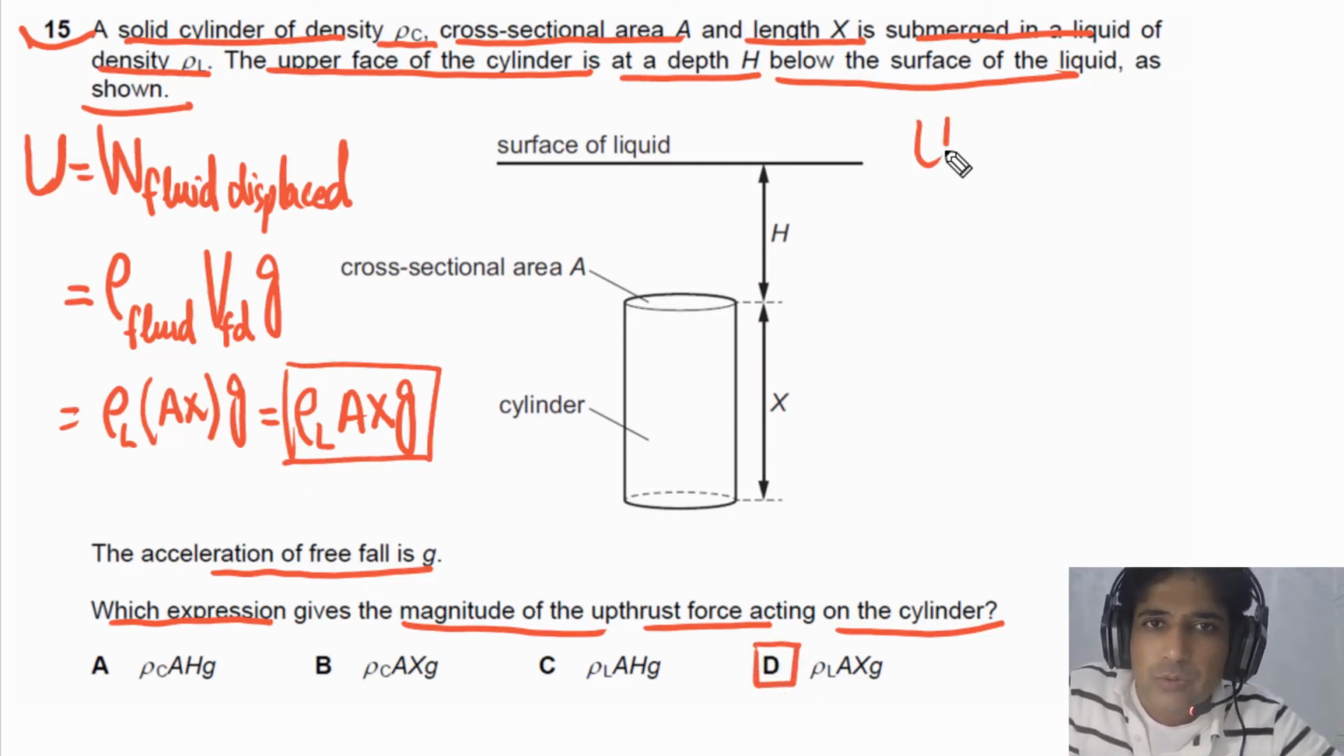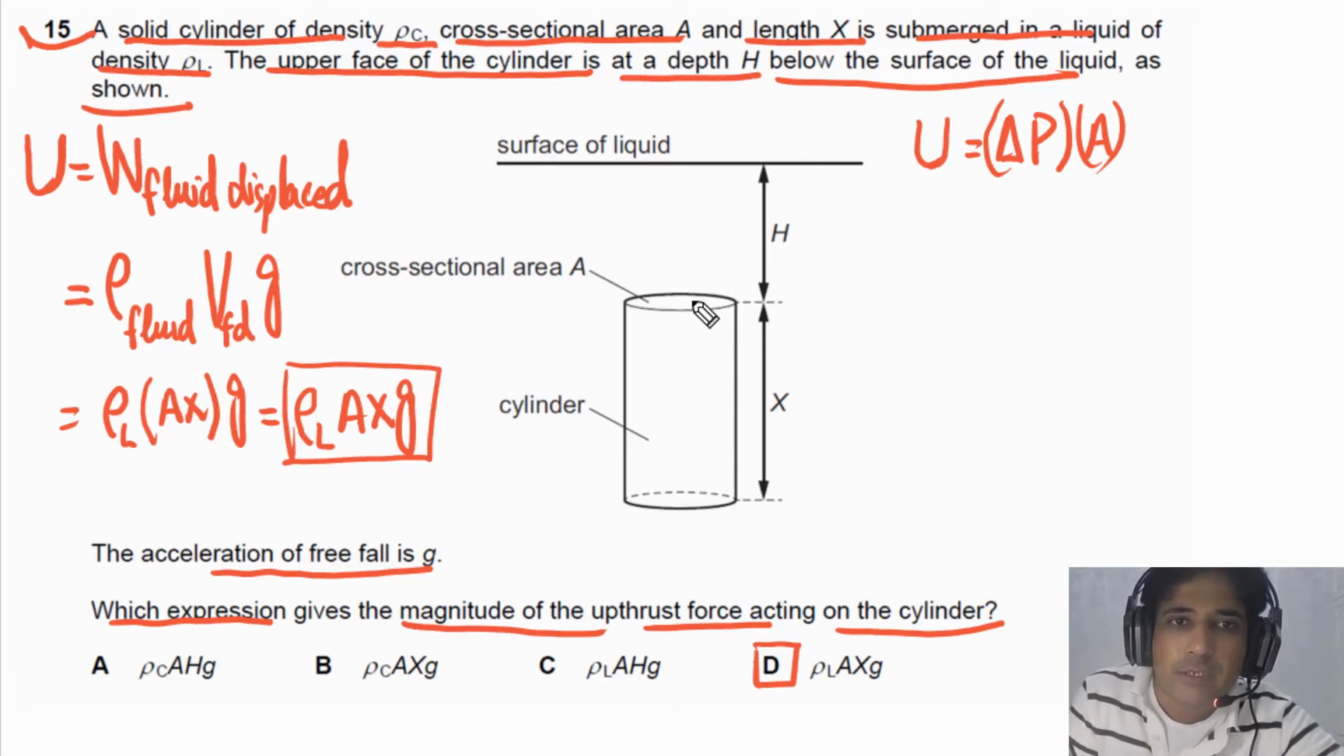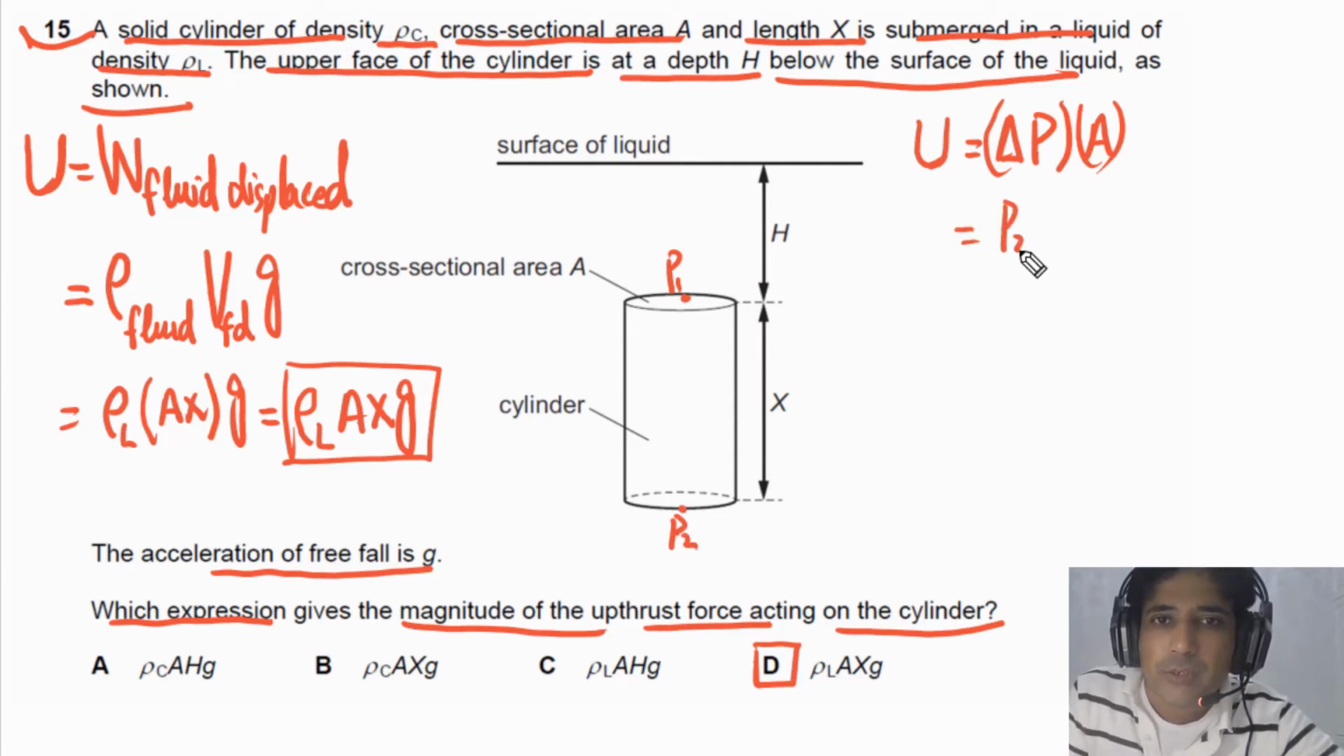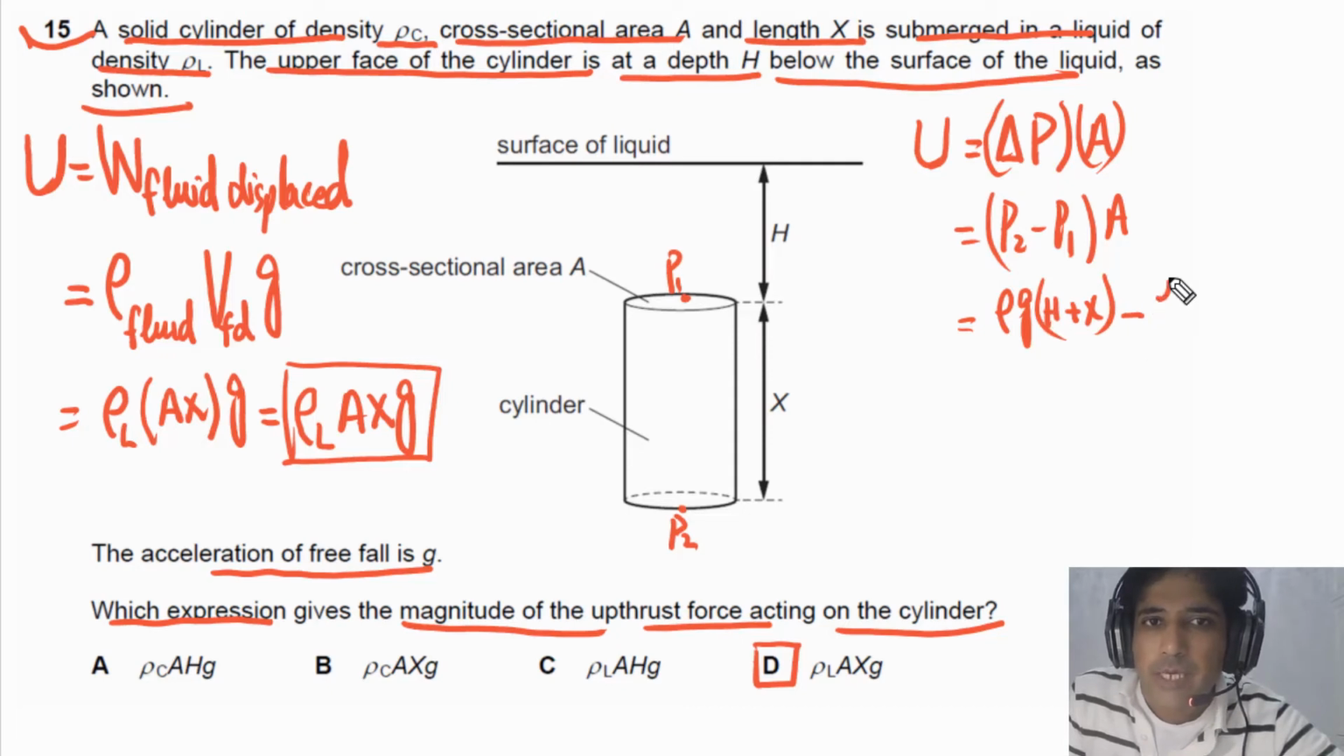But you can also calculate upthrust using a slightly different method. Upthrust is equal to delta P times A, delta P times the cross-sectional area. So what is delta P? It means the difference in pressure. If we take P1 at this point, and P2 at this point, liquid pressure, we can say P2 minus P1 will be equal to delta P. P2 in this case will be rho g (H plus X). So this is minus rho g capital H, times A.